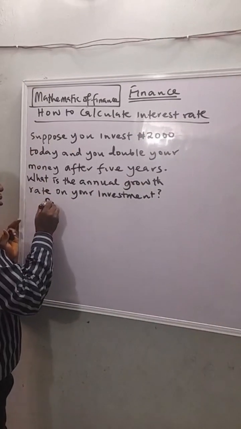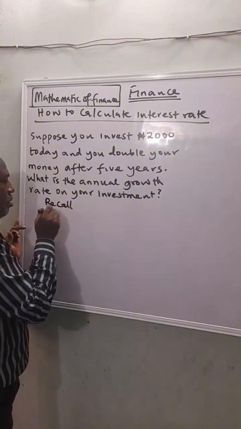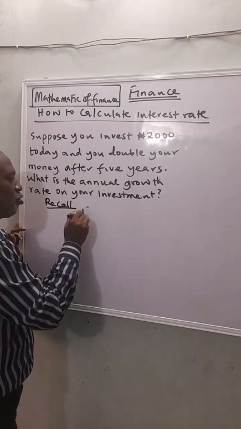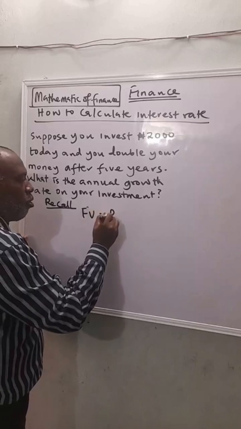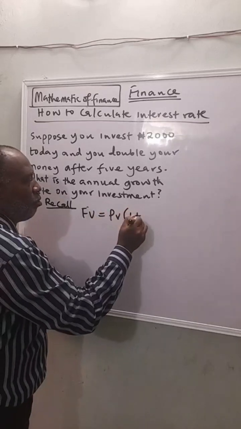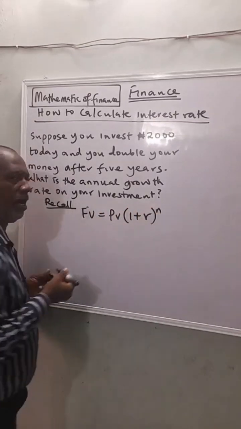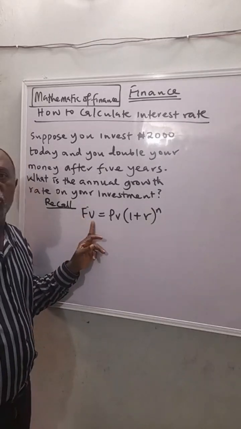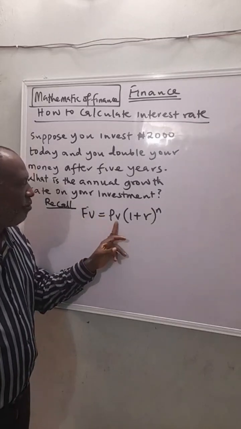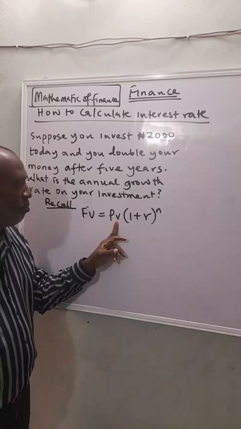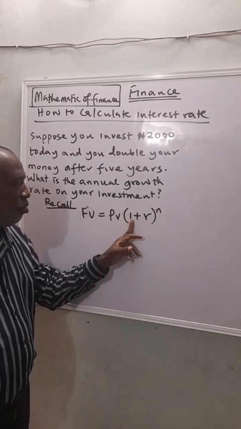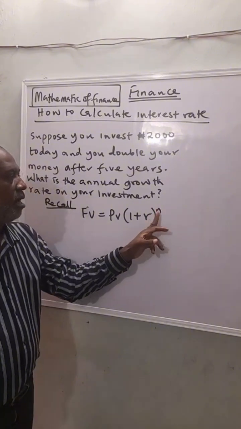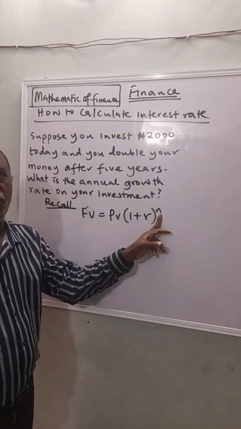Recall that our formula, future value of money is equal to present value of money, 1 plus R, all raised to power n. If you can still recall, FV is the future value of money. PV is the present value of money. This is just one whole number. Our R here is interest rate, and this R is raised to the power of n.